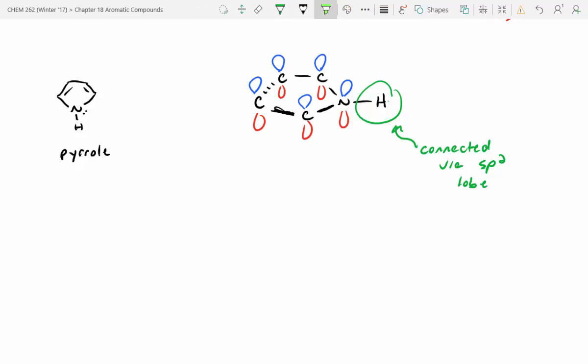And our lone pair electrons that we have shown in our 2D drawing are actually hanging out in that p orbital. And then we've got this pi bond right here and this pi bond right here. So if we count the total electrons in the pi system, how many do we have? 6.